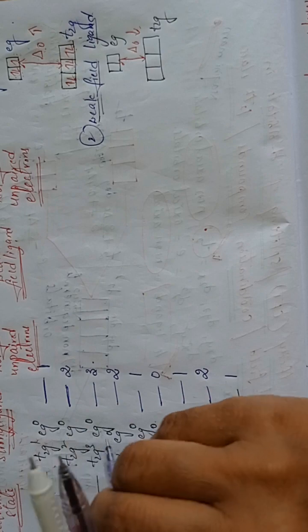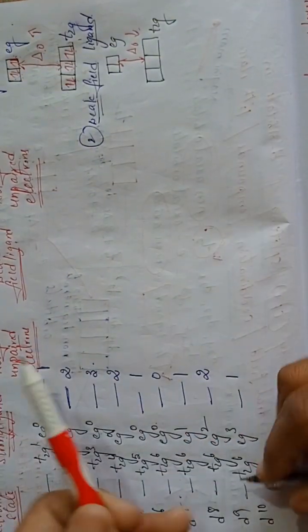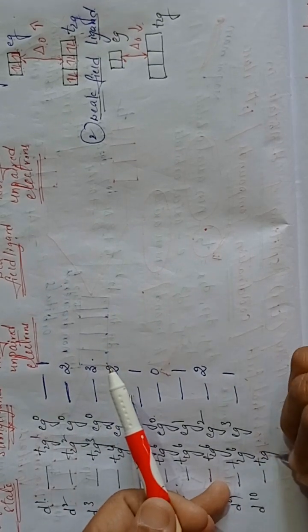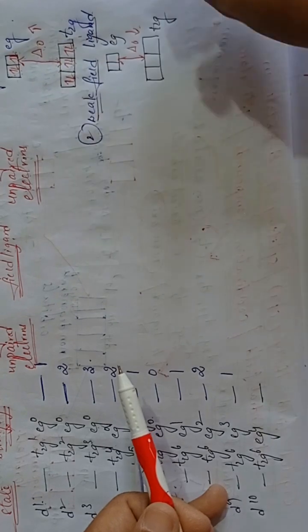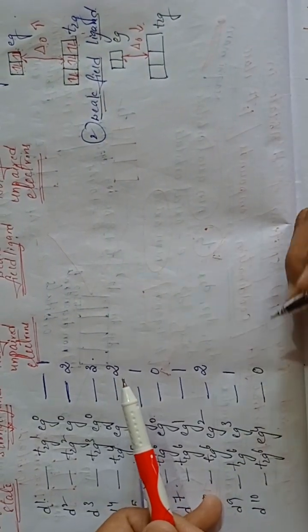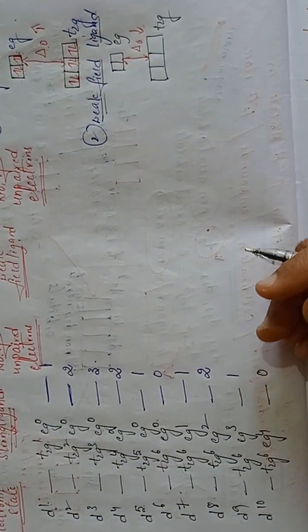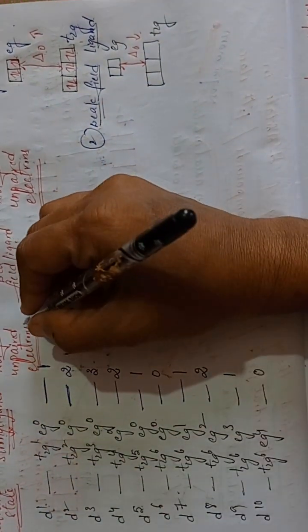D10. Now coming to D10, where does the 10th electron enter? Eg, here. Are you understanding? So a total of 10 electrons are completed. So what will you get here? D10, T2G6, Eg 4. Any unpaired electrons? No. So unpaired electrons are 0. All are paired now. So the number of unpaired electrons, how to represent? N. Are you clear? N.